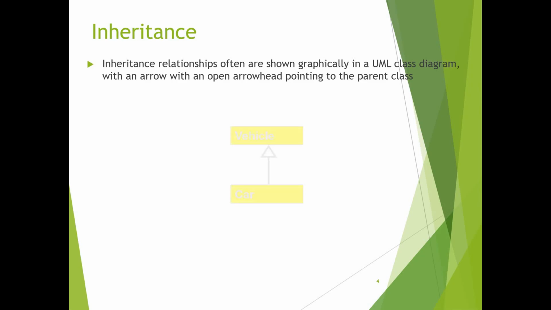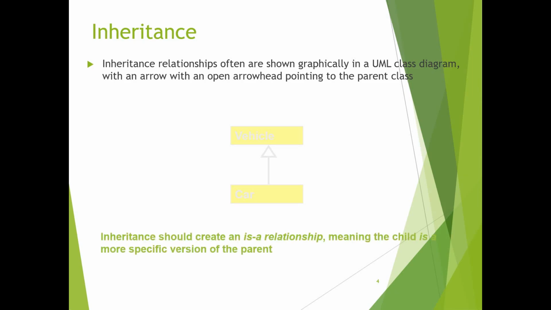So what is a simple example of inheritance? The car is a child class and vehicle is a parent class, or you can call vehicle the base class and car the derived class. Here all the features of the vehicle are there in the car, and we can show it by the arrow here. This is called the UML class diagram. Inheritance should create an is-a relationship, meaning that a child is a more specific version of the parent.